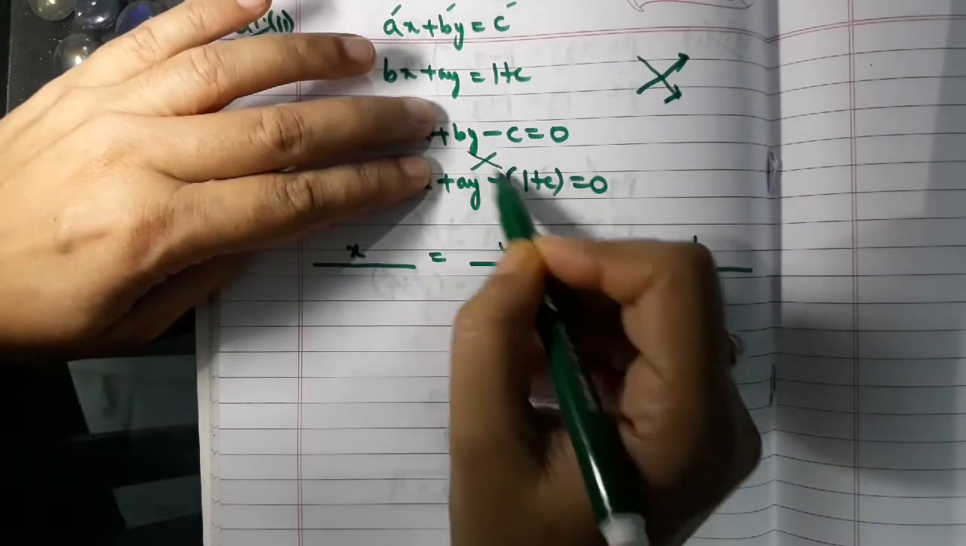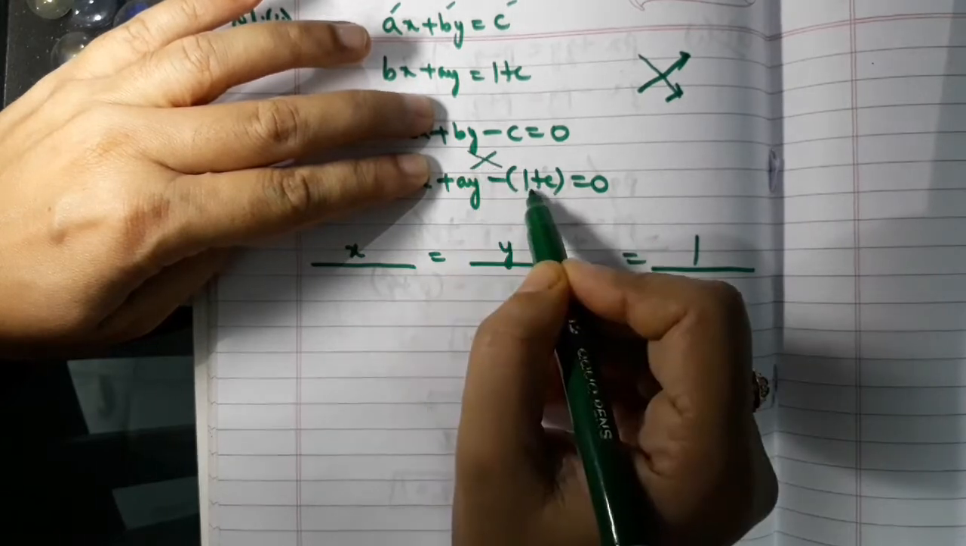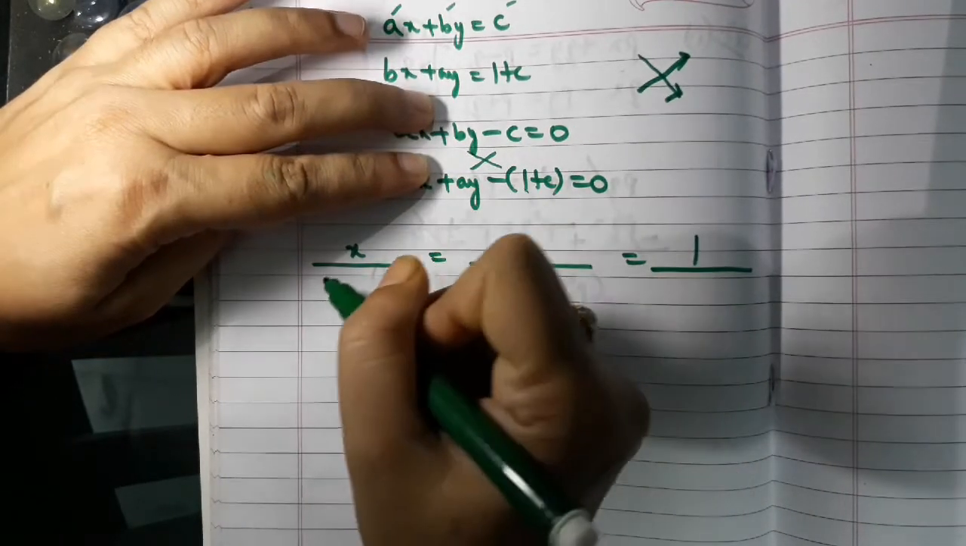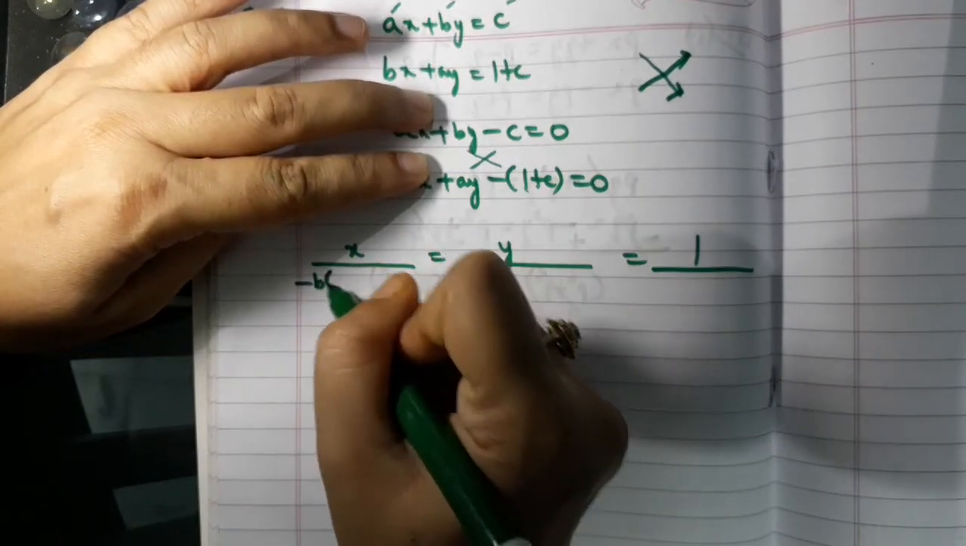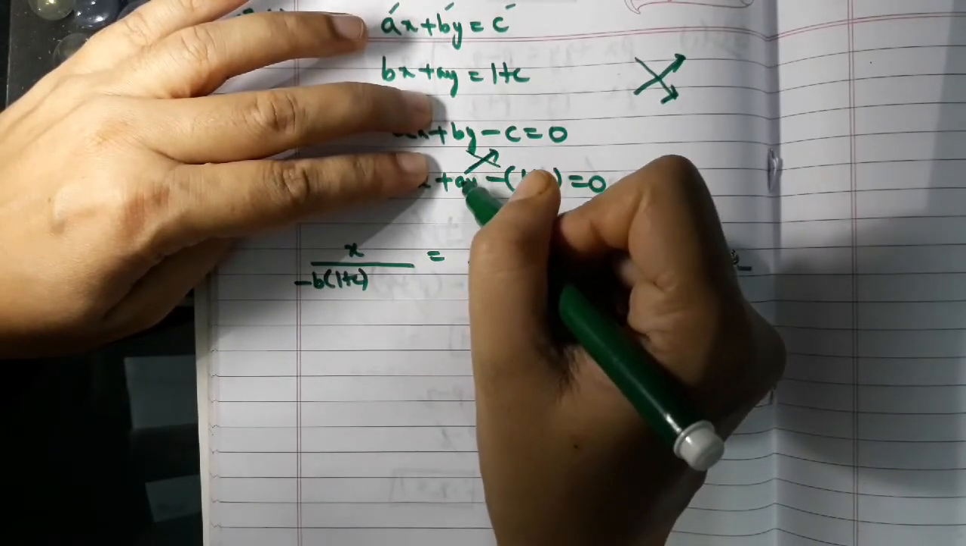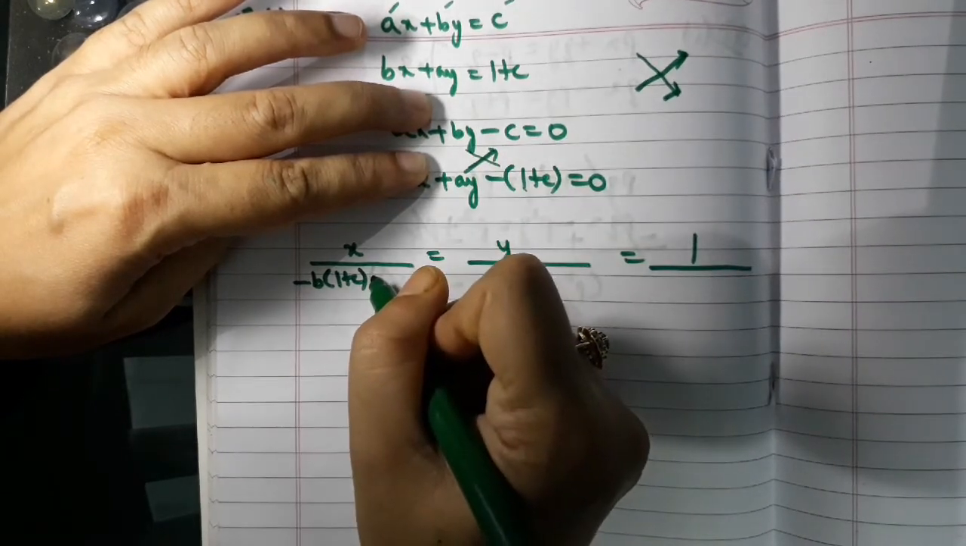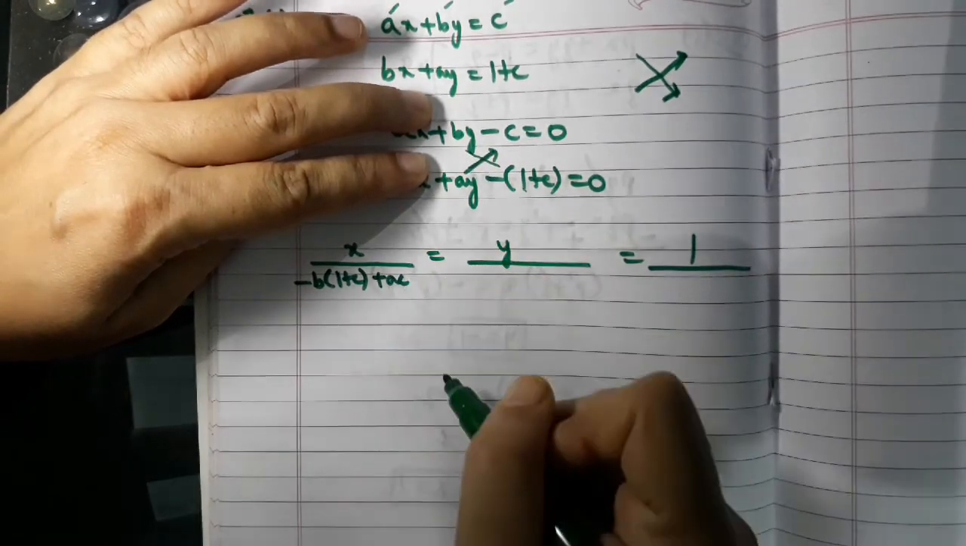So we multiply the coefficients only. So this would become b into minus 1 plus c. So I write it as minus b into 1 plus c, minus of this into this. So minus of a into c. Minus minus will become plus ac.